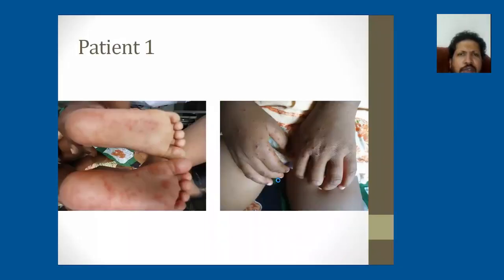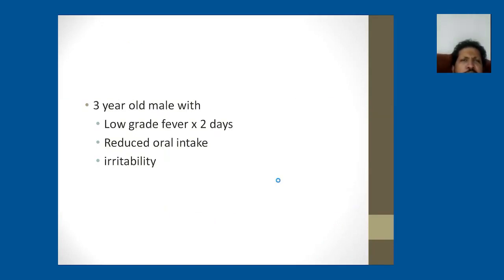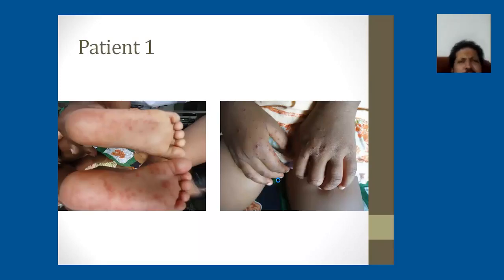Okay, sure. Let's go back to that. I hope you all will see this time. So let's go first of all to what I showed in the first slide. A boy coming with this sort of rash, a 3-year-old male with low-grade fever for 2 days, reduced oral intake, irritability, might have cervical lymphadenopathy also. In addition to these sites, you can have involvement of the oral cavity, knees, elbows, buttocks. So this is hand, foot, and mouth disease.